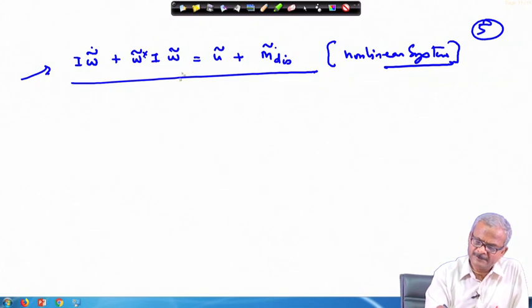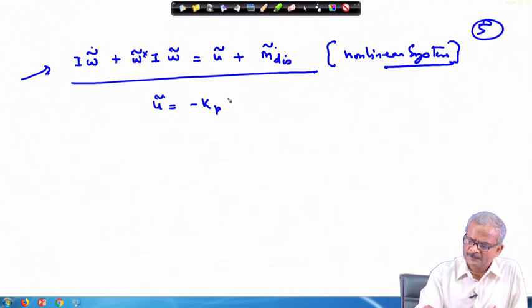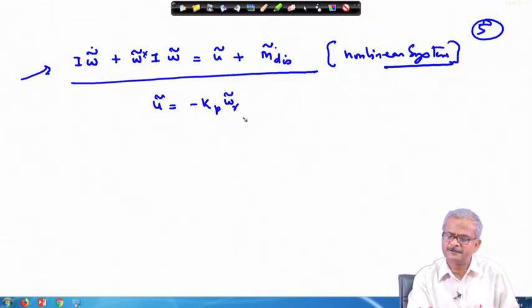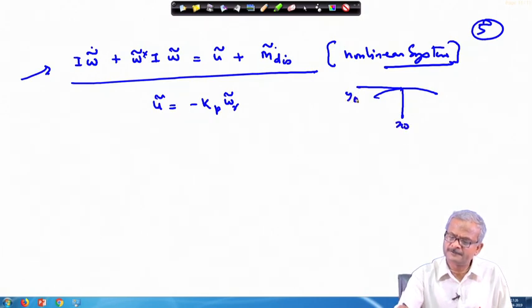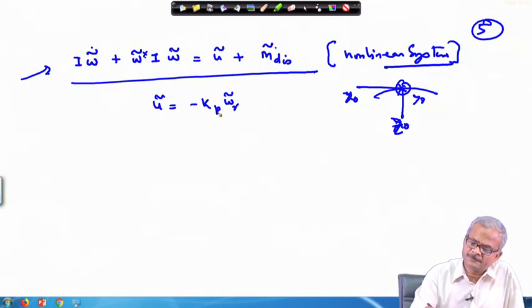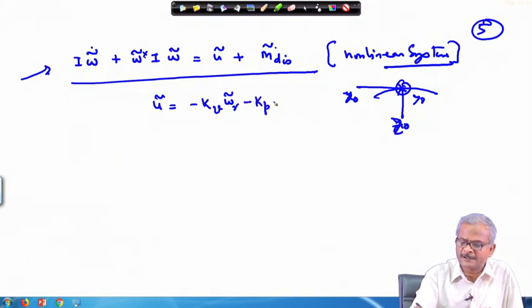If you are dealing with this system, you can still use the same kind of formulation, k p times omega tilde. Or if you are trying to do it with respect to the orbital frame, this is your orbital frame x 0 and this is z 0 and y 0 going inside. If you are looking for the orientation of your spacecraft with respect to the orbital frame, you can do it in the same way as we have done for the magnetically actuated satellite. So, this is k v times omega r minus k p times the attitude.